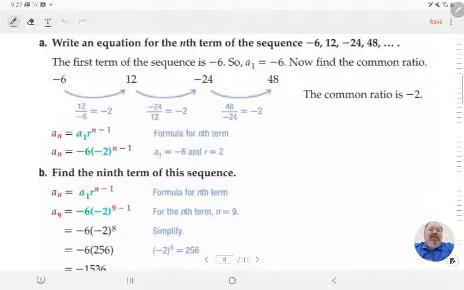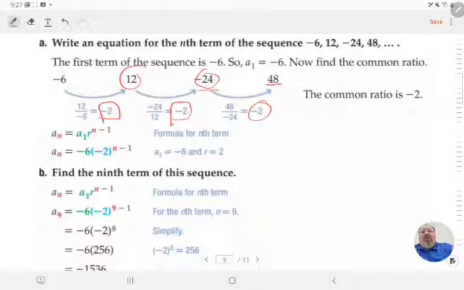So we are to find the nth term for the sequence. Basically what they're telling you there is you need to find the equation, okay? So first thing I want to do is find my common ratio. Well, I would take 12 over negative 6, which would give me negative 2. 24 over 12 would give me 2, and 48 over negative 24 would give me negative 2. So my common ratio is negative 2.